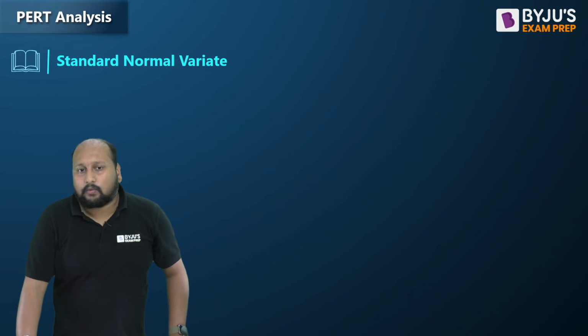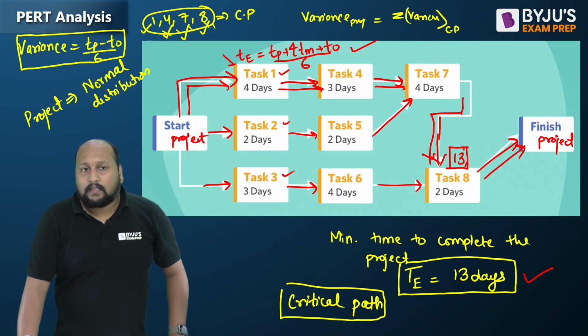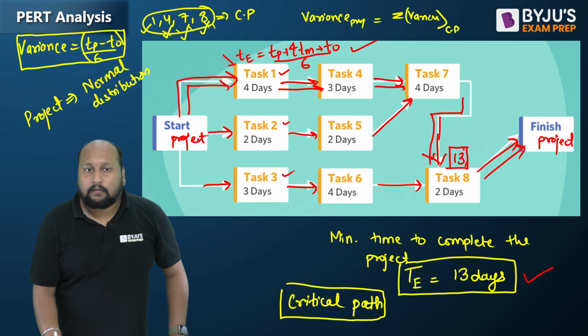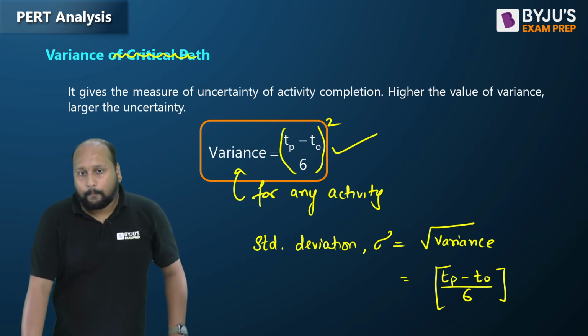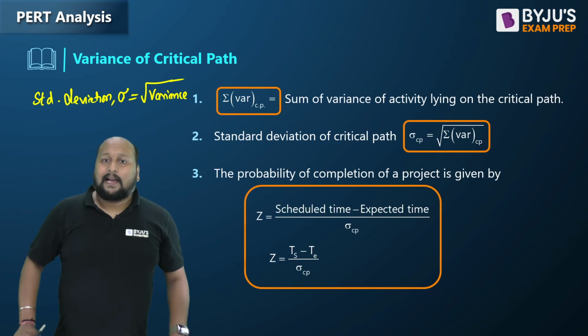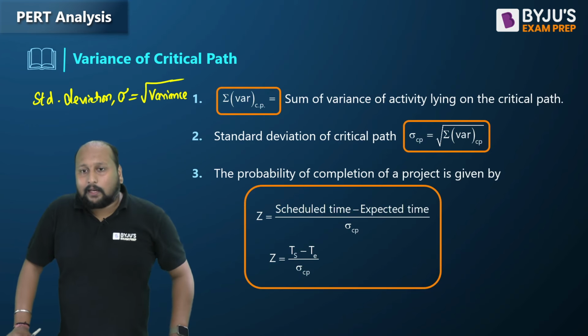Variance is definitely the square of that. This is the variance, which is squared. And the root of variance is your standard deviation. So what we have done is calculate the standard deviation of the critical path.